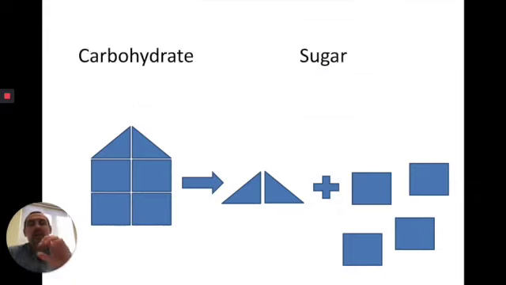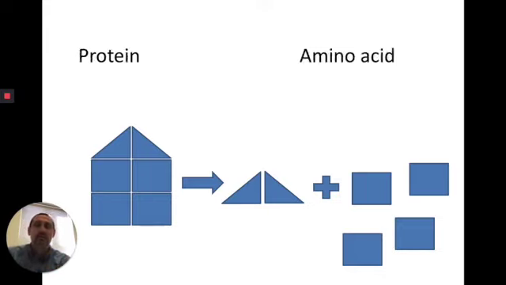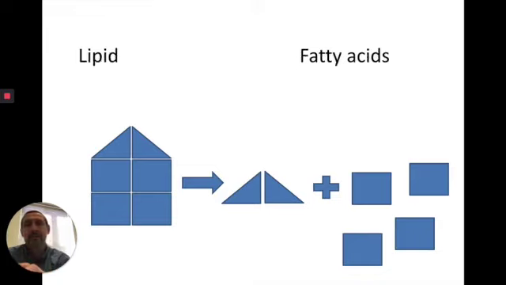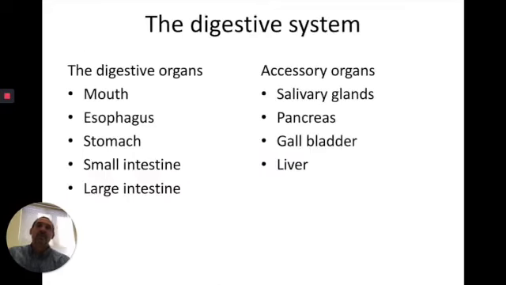So if a carbohydrate is the finished product, we are going to break it down into simple sugars, the small sugars like glucose and fructose. If the final product is a protein, we're going to break it down into its smaller parts, in this case, amino acids. If the final product is a lipid, we're going to break it down into its smaller parts, in this case, fatty acids. The digestive system consists of digestive organs, where food actually passes through those organs, as well as accessory organs, which help digestion, but food does not pass through them.